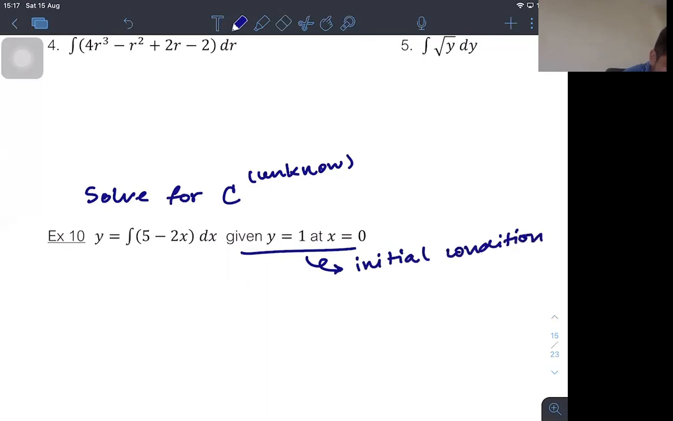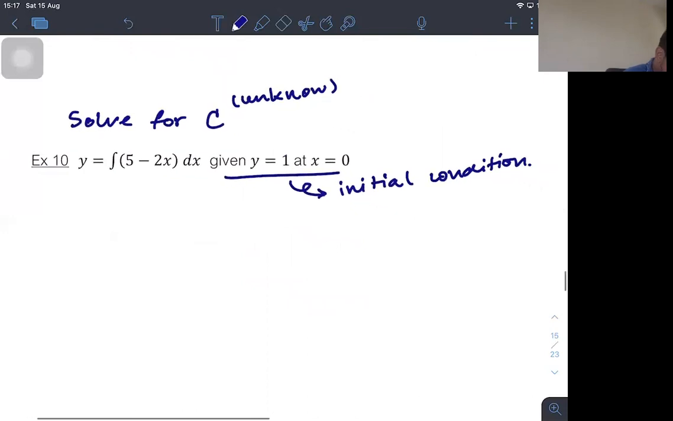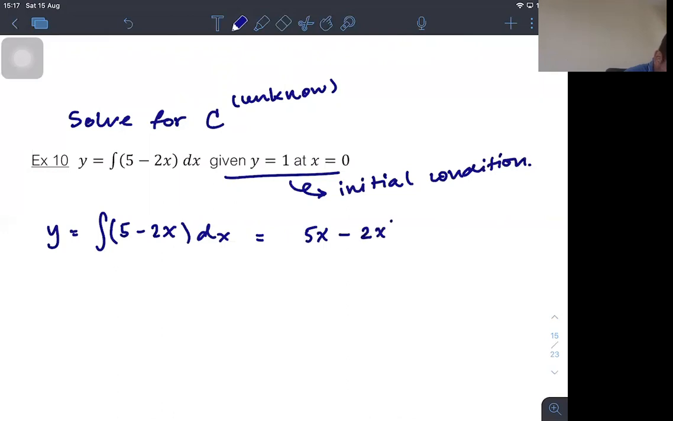Okay, so let's try to do this integration together again. So y is the integral of 5 minus 2x dx. We work on the first term. The integral of 5 will be 5x, and the integral of minus 2x will be minus 2x squared over 2, and the 2s get cancelled. And plus an unknown constant.